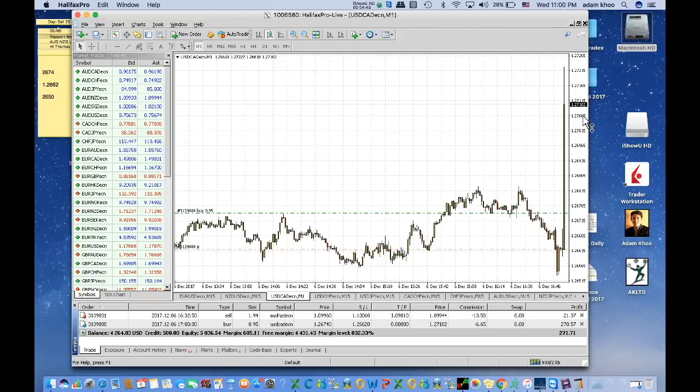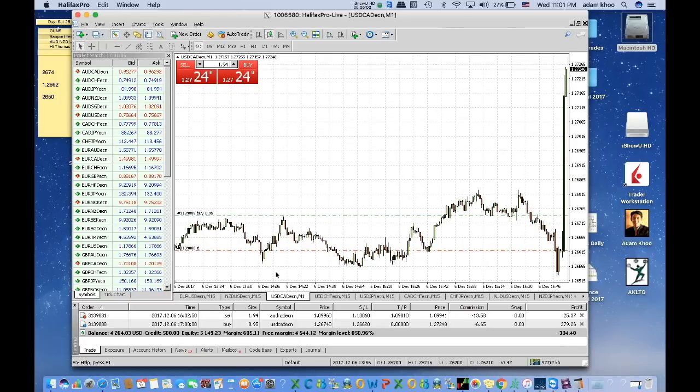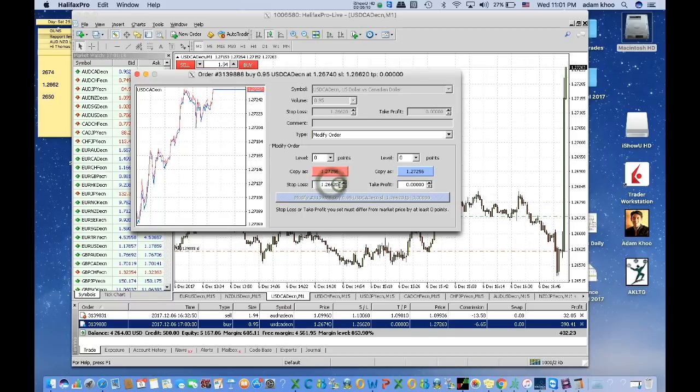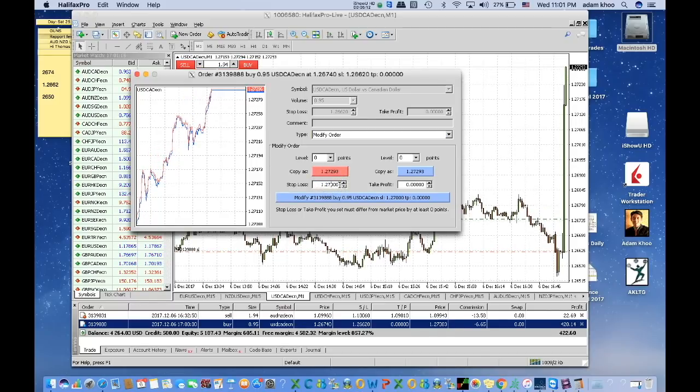Currently, you can see that it is at 1.2700, 1.2710, 1.2714. Okay. I'm already making a $300 profit. That's not bad. A candle has closed, so 1.2724. So I'm going to put my stop loss at 1.2724.